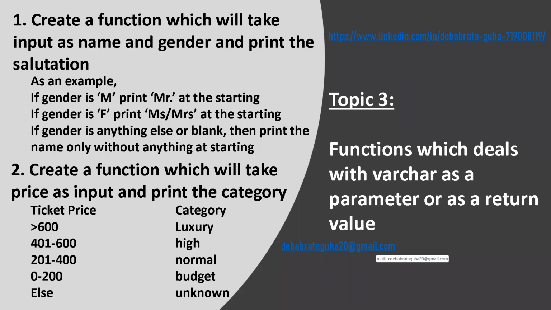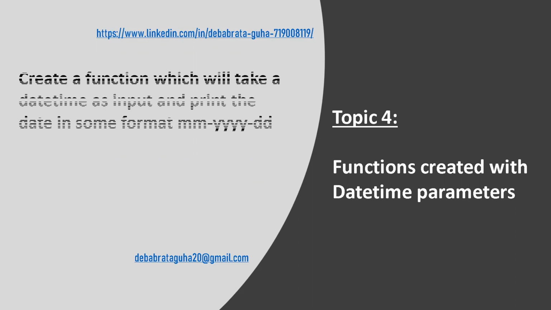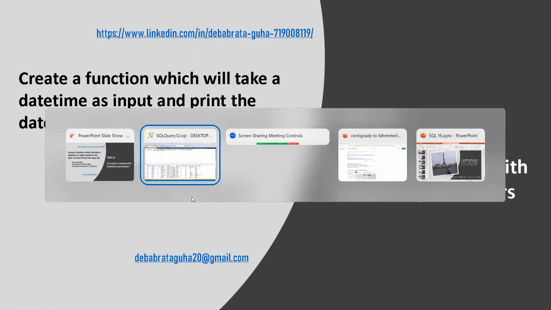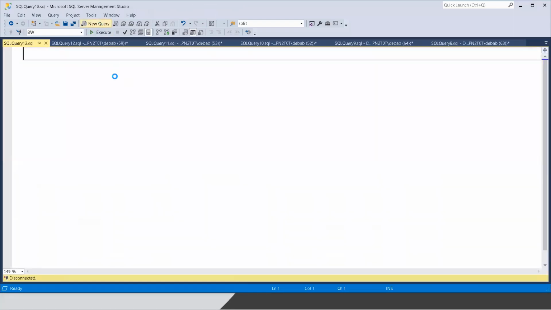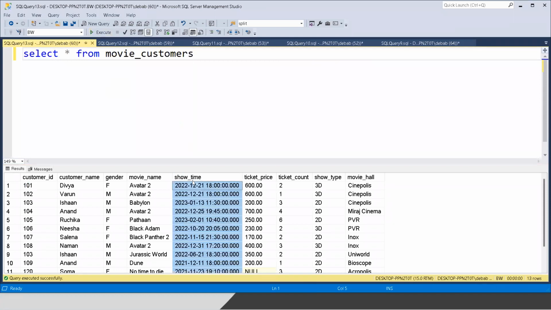So that's the thing where you can take varchar input, you can return varchar. Now if we go further and check how to create a function, how to deal with the datetime function. Suppose someone is giving a date like 20 December 2023. 20 December is my birthday anyhow. But anyway, they return the format like this. Generally, we have a function by which we can get all these formats. If I take a look into the movie customer table, probably we have some date field. Yeah, show time is the date field.